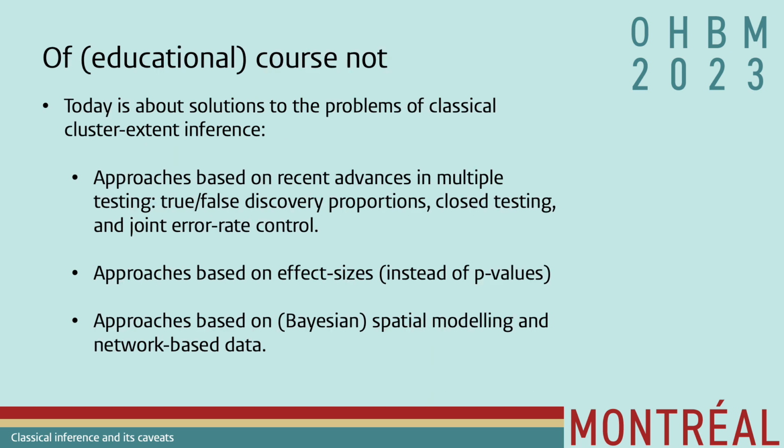Today's educational course is about solutions to the problems of classical cluster extent inference. We will talk about approaches based on recent advances in multiple testing, like true and false discovery proportions, closed testing, and joint error rate control. We'll talk about approaches based on effect size instead of p-values, and approaches based on Bayesian spatial modeling and on network-based data.